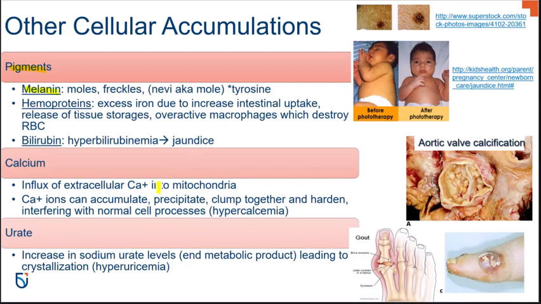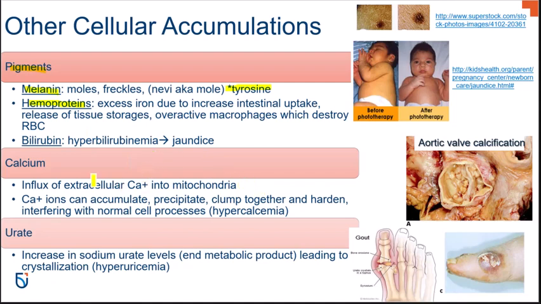It is an extremely important pigment because it protects the skin against long-term exposure to sunlight, and it's considered really an essential factor in the prevention of skin cancer. Melanin is derived from an amino acid listed here, specifically tyrosine. Another example of pigments are hemoproteins.